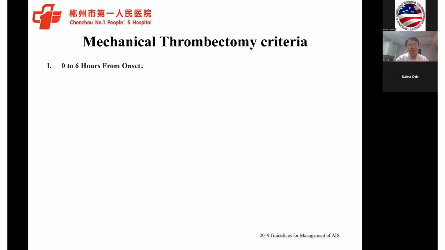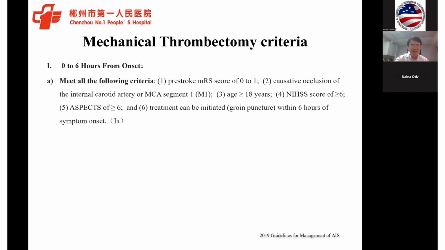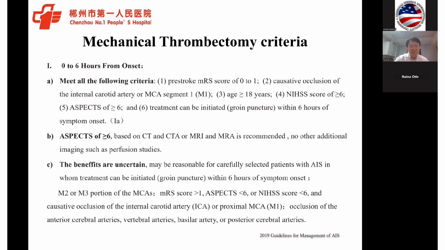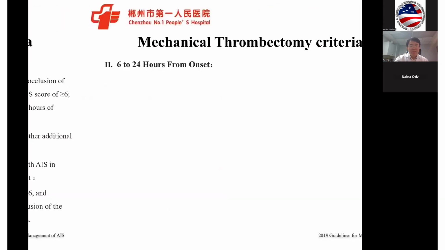What are the mechanical thrombectomy criteria for 0 to 6 hours from onset? They should meet all the following criteria: ASPECTS more than 6, and when the ASPECTS is more than 6, it is good. So only CT and CTA or MRI is needed, and MRI is recommended. No other additional imaging is needed. Sometimes the benefits are uncertain, but when the treatment can be initiated within 6 hours of symptom onset, it may be reasonable for some people.